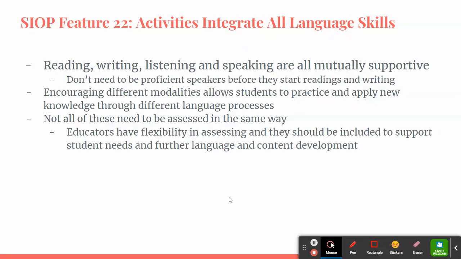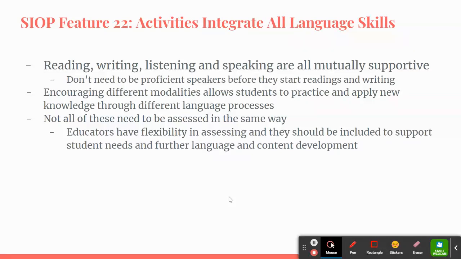All right, then we have feature 22. Activities integrate all language skills. So again, that's reading, writing, listening, and speaking. All of those are mutually supportive. All of those are essentially there. They need to be developed in conjunction with one another.